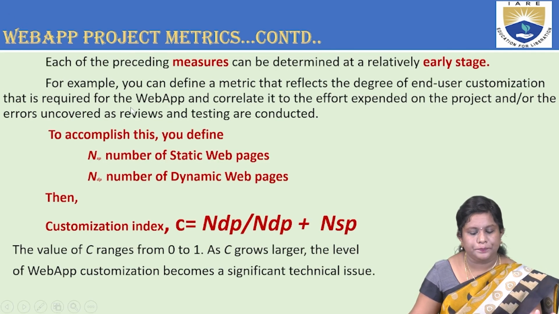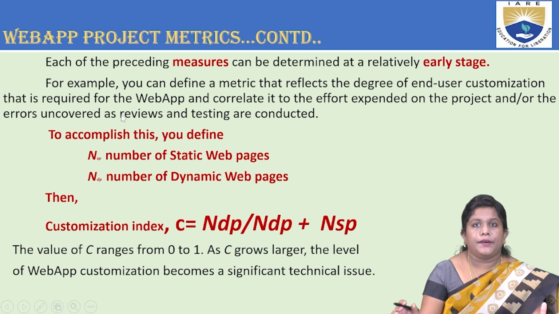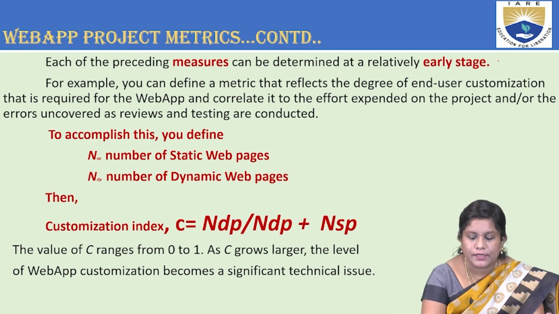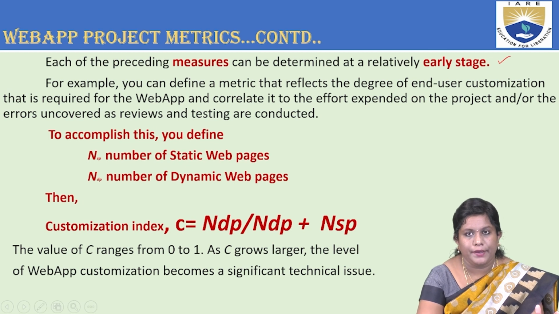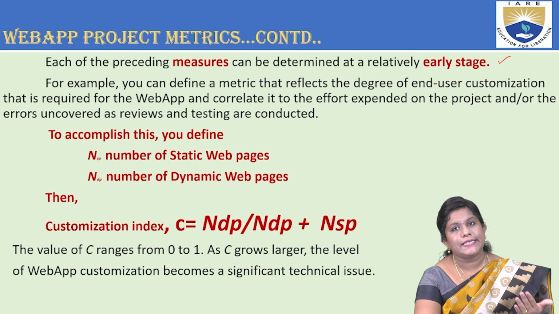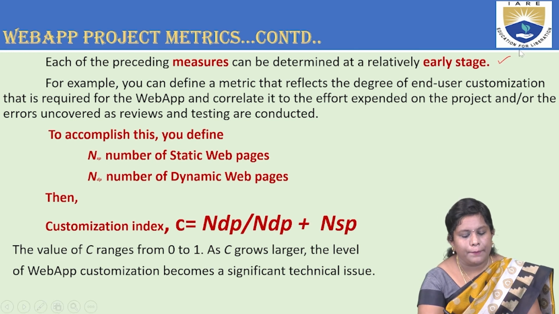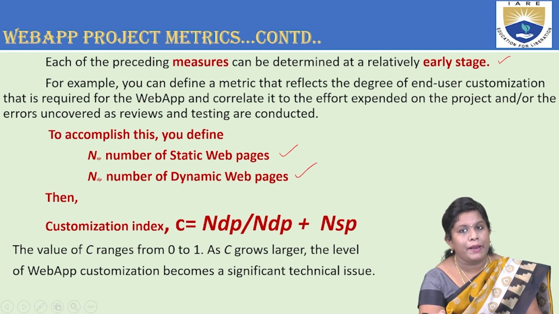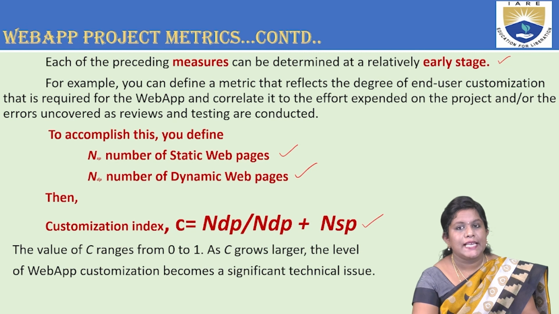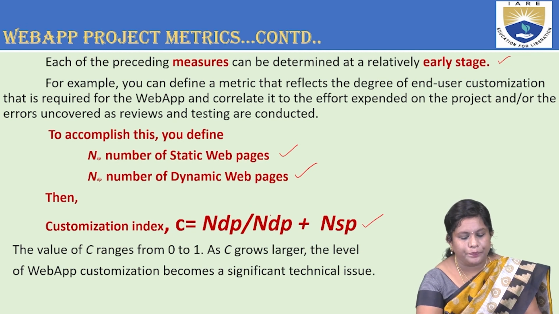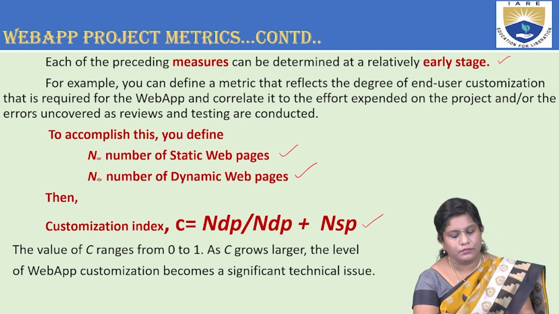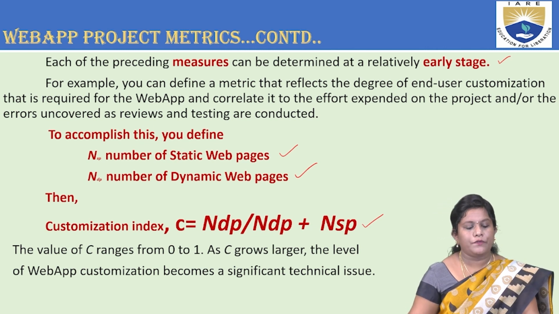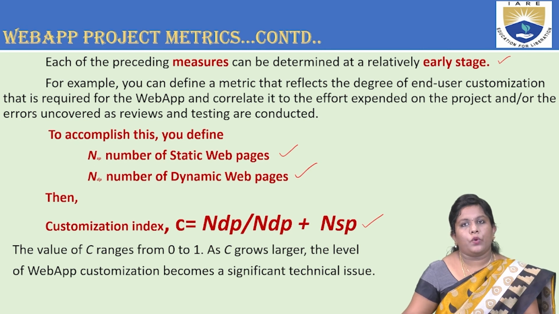And there is a small thing that says each of the preceding measures, whatever you want to do in a web app, right? You can measure things at the early stages itself, right? You can do it by knowing the static web pages and the dynamic web pages, and then you can customize them with the help of the expression C equals NDP divided by NDP plus NSP. NDP stands for the dynamic and NSP stands for the static web pages. With the help of this, you can accomplish whatever has been defined.